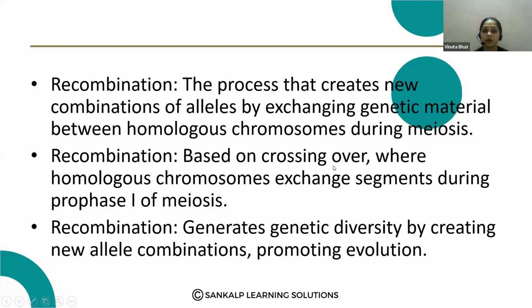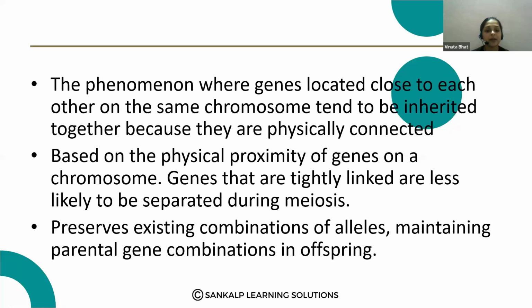Recombination is based on crossing over, where the homologous chromosomes exchange their segments during prophase 1 of meiosis. And linkage preserves the existing combination of alleles, maintaining the parental gene combination in offspring. So whatever gene combination is in the parents, linkage helps to maintain it in the offspring too.